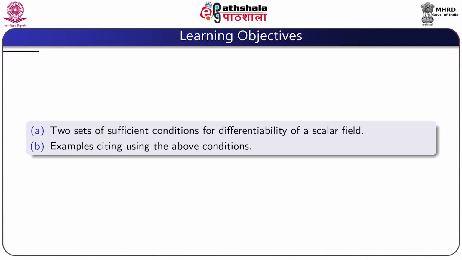But we have seen that using this definition, it is a little bit tough to check whether a function is differentiable at a point or not. Today, we shall study some results which will be more workable than the definition. Let us start with mentioning the learning objectives. First, we shall study two sets of sufficient conditions for differentiability of a scalar field, and then we shall go through examples citing how to use the above conditions.